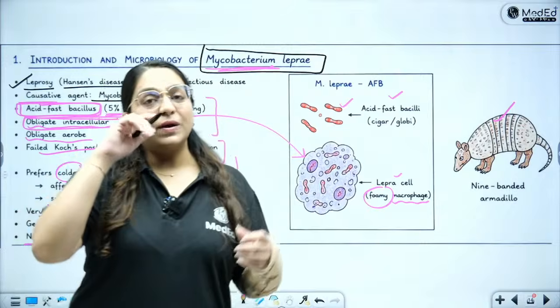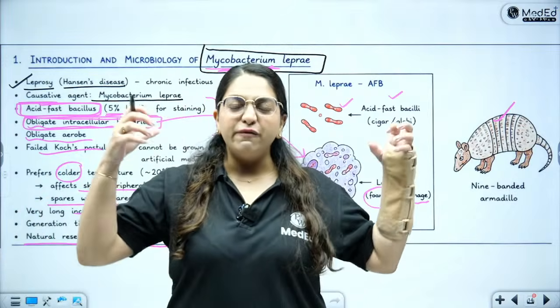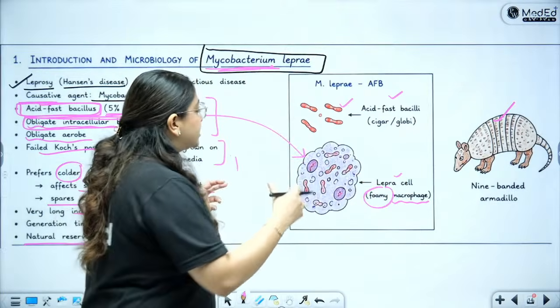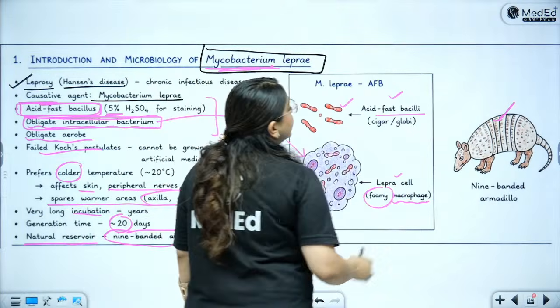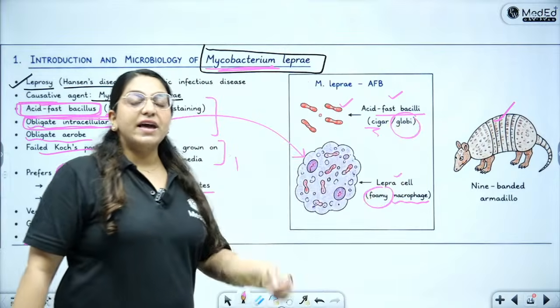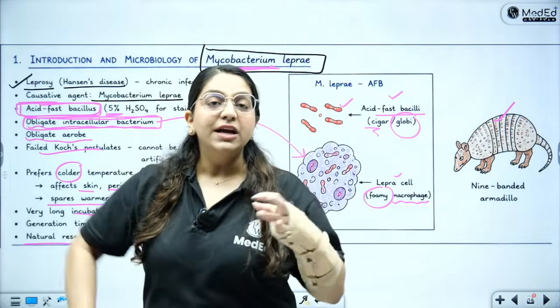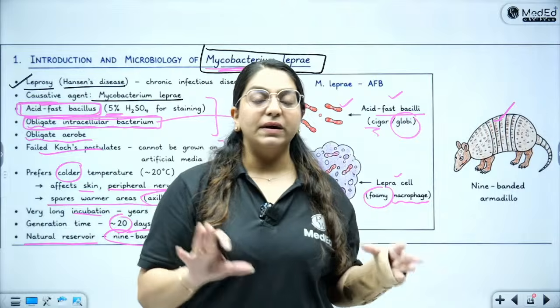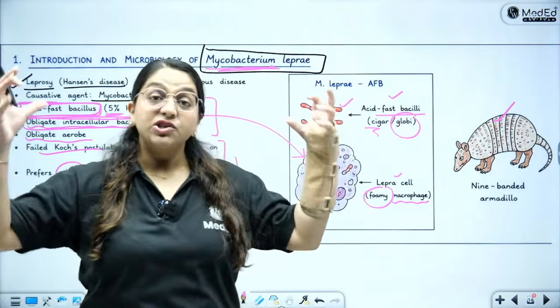Why? Because one single macrophage is going to be totally filled, jam-packed with lots and lots of lepra bacteria, meaning lots and lots of acid fast bacilli. That is what they are making the cigar or the globi shape structures. This is very, very characteristic of leprae. That is how you differentiate. Mycobacterium TB will be found in some amount, but lepra will be found packed to the brim, okay?